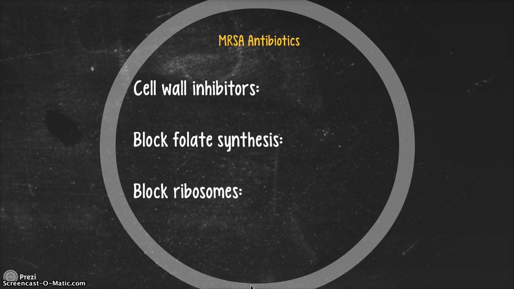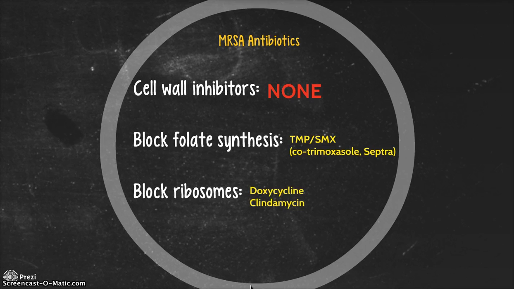For MRSA infections, we know that MRSA is resistant to methicillin. And since methicillin is a beta-lactam derivative, cell wall synthesis inhibitors are ineffective in treating MRSA. We therefore have to target other organs in the bacterial cell. Septra, or TMP-SMX, or cotrimoxazole, inhibits folate synthesis and metabolism. Doxycycline and clindamycin both inhibit protein synthesis by blocking ribosomal activity.